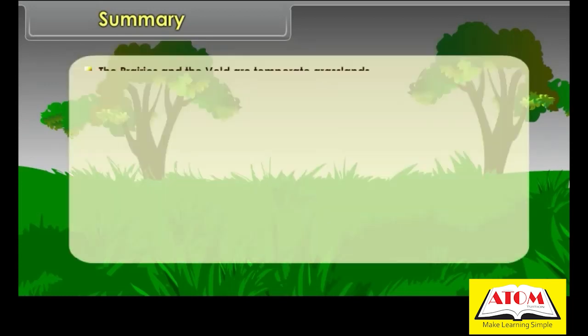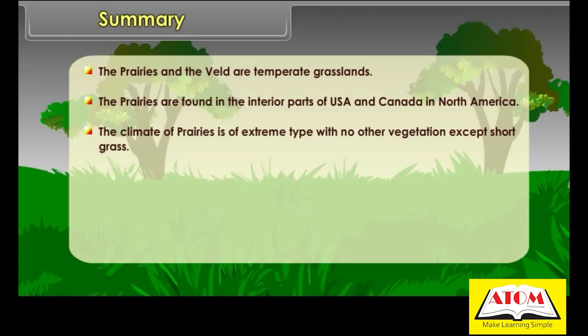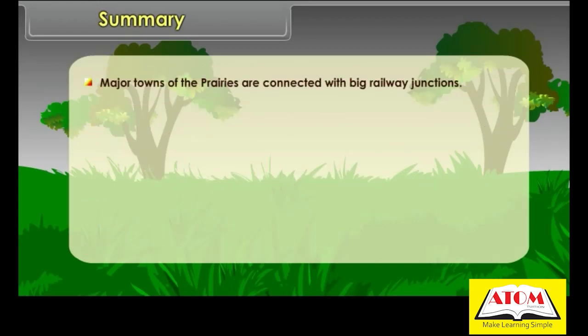Summary. The prairies and the veldt are temperate grasslands. The prairies are found in the interior parts of USA and Canada in North America. The climate of prairies is of extreme type with no other vegetation except short grass. The prairie soil is fertile, so farming is the main occupation. There are two major occupations of the people in the prairies, that is, cattle rearing and farming. Wheat farming is the main agricultural activity on the prairie land. Major towns of the prairies are connected with big railway junctions.